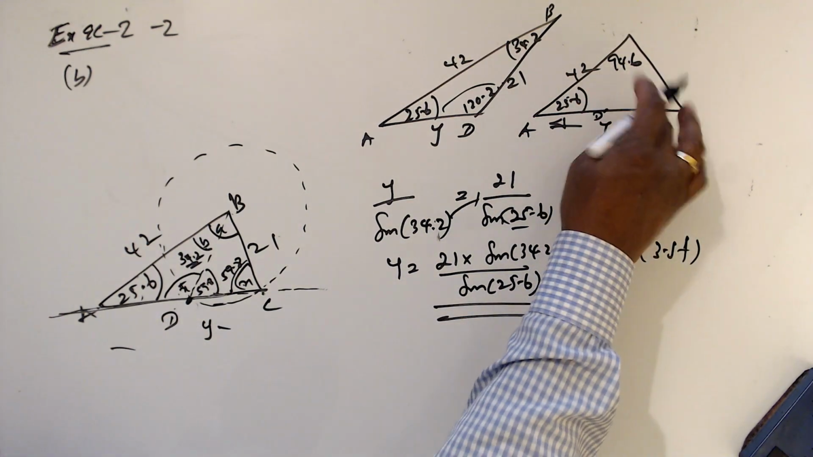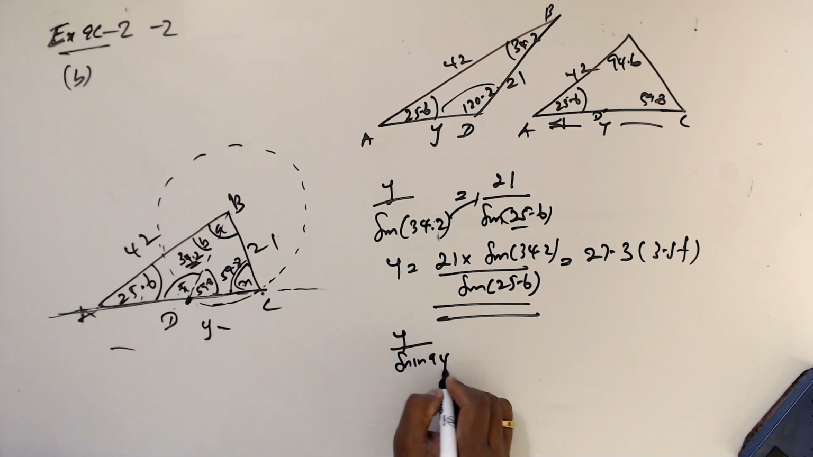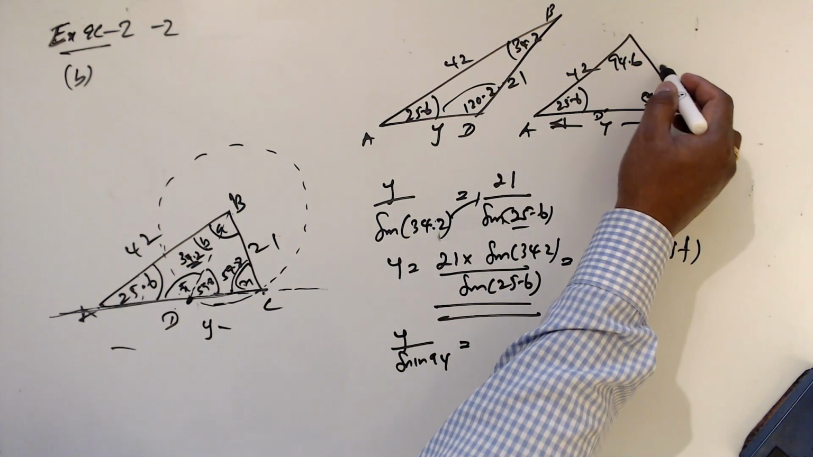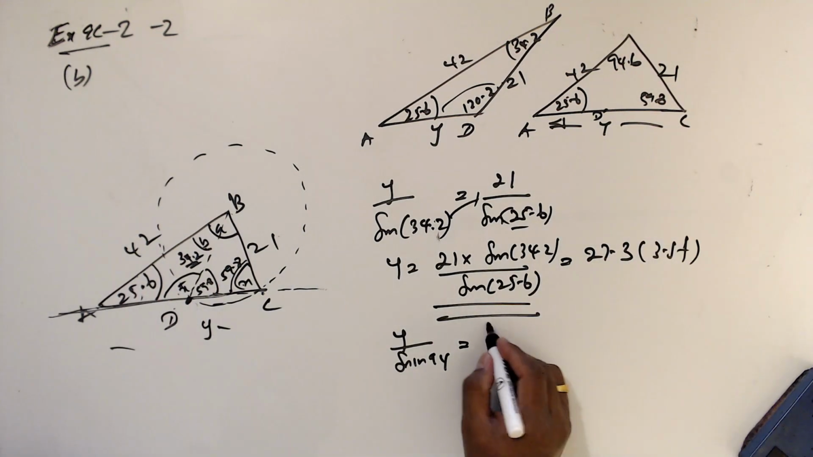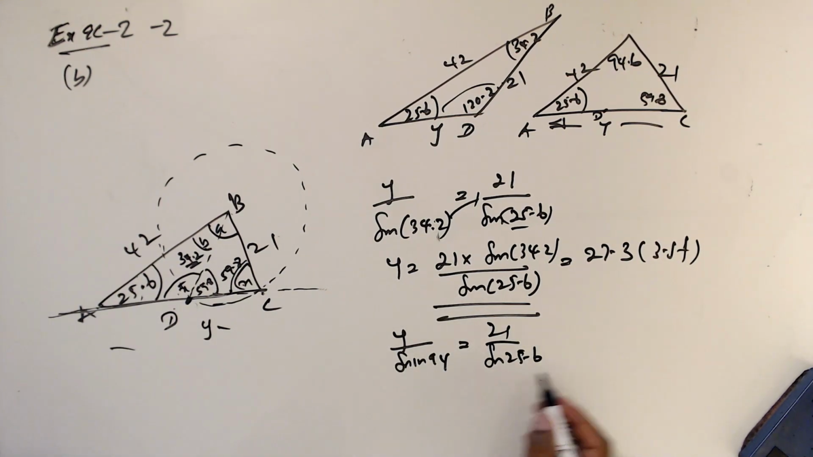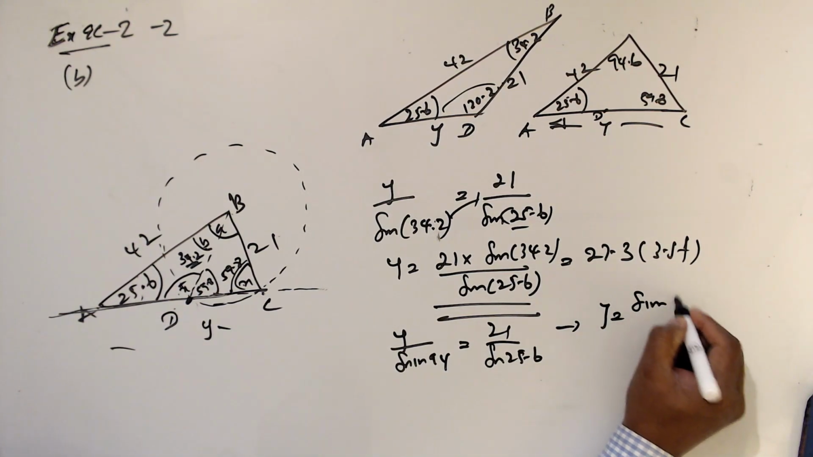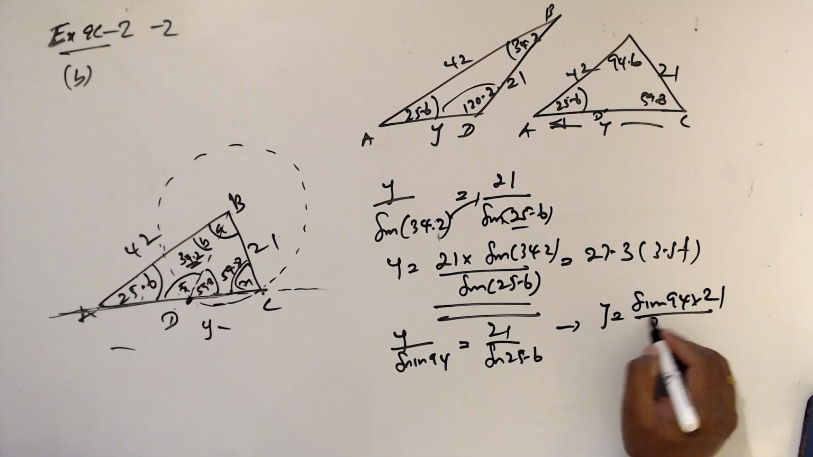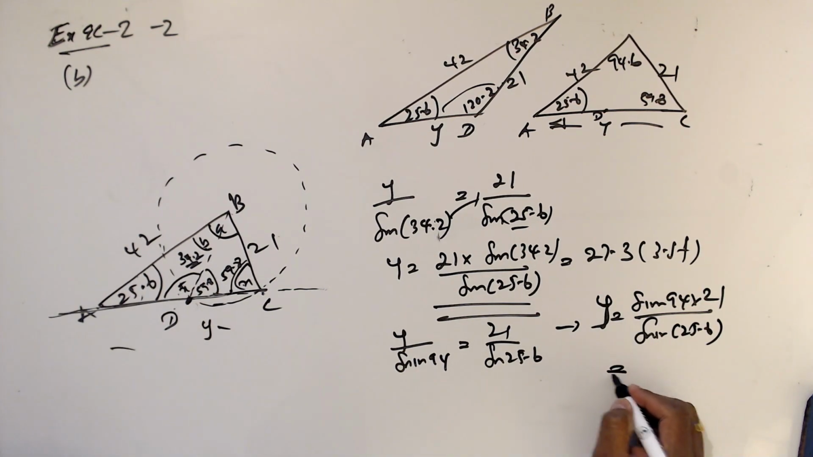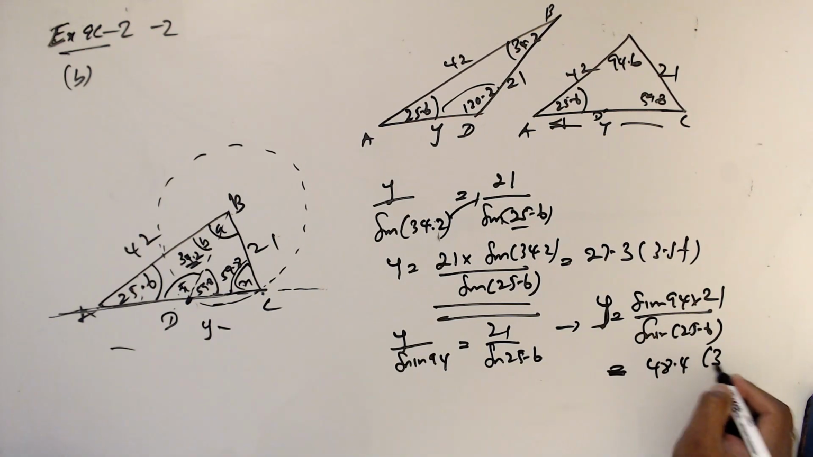Now we'll consider this one. Y divided by sine 94 equals, again, 21 over sine 25.6. Then Y equals sine 94 times 21 over sine 25.6. So this value is going to be 48.4 to 3 SF.